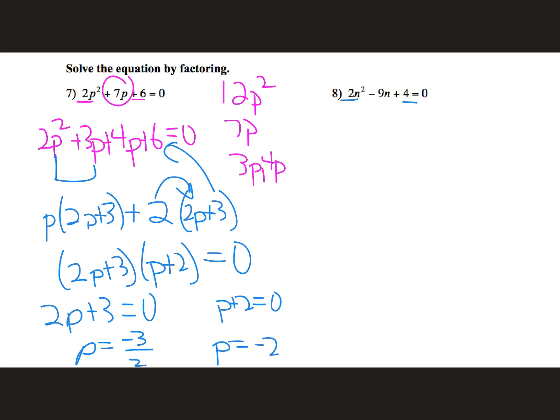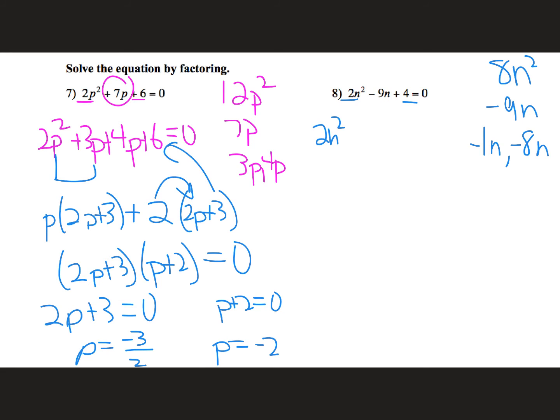You need to multiply your first and last, and you get 8n squared. And then you have to add to negative 9n. So the question you're asking yourself is what multiplies to positive 8 and adds to negative 9. Well, 1 times 8 gets you 8, and 1 plus 8 is 9, but I need negative 9. So if I make that negative 1 and negative 8, when I multiply two negatives, I get a positive. We talked about that earlier. And if I add negative 1n and negative 8n, I get negative 9n.